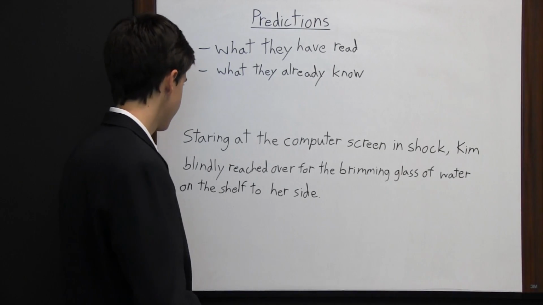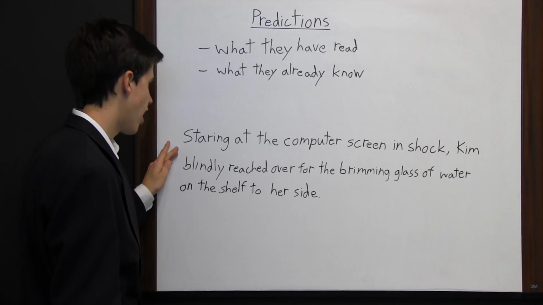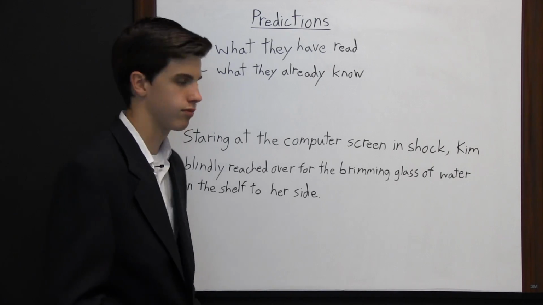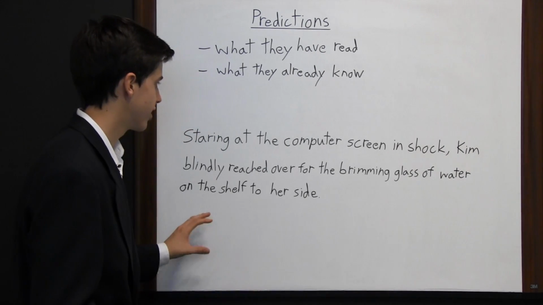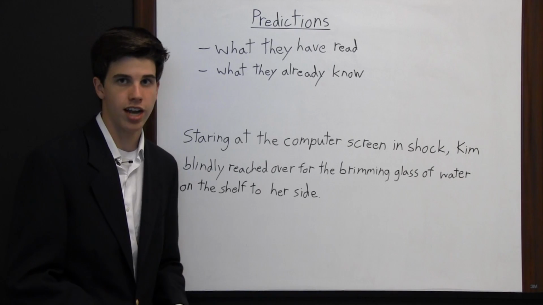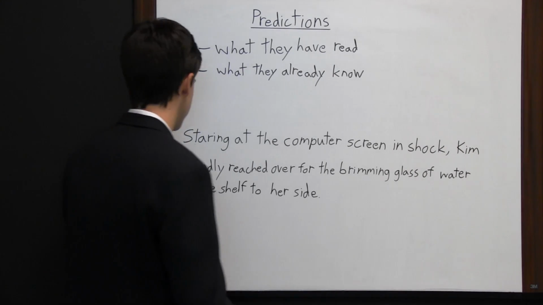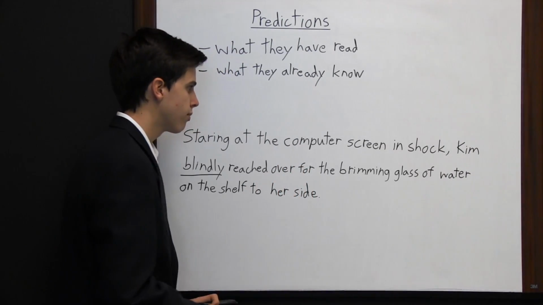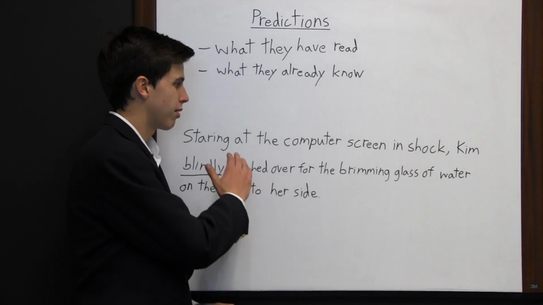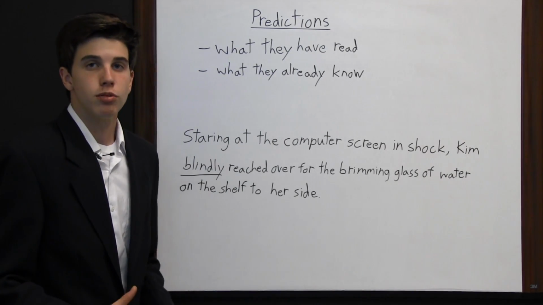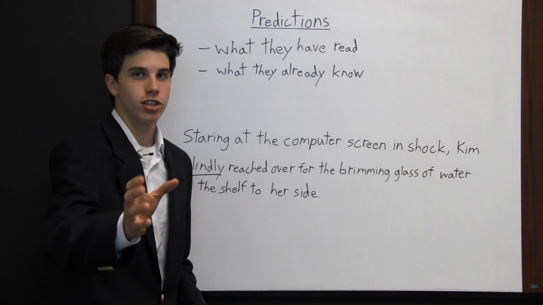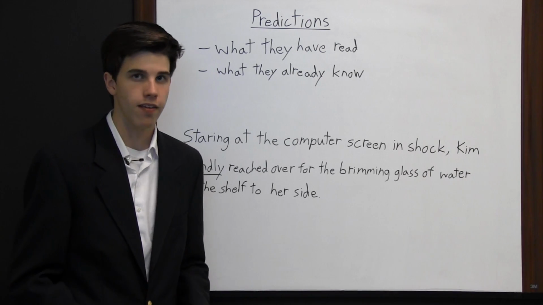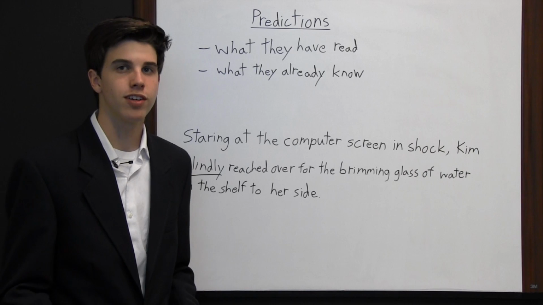So consider this sentence. Staring at the computer screen in shock, Kim blindly reached over for the brimming glass of water on the shelf to her side. So the reader is naturally going to read this and have an idea of what is going to happen next. And the reader will probably notice the word blindly. So Kim is so caught up in what's happening on the computer, she goes for a drink of water, but since she's caught up in what's going on on the computer, she reaches over without really looking at the glass of water to grab it. So the reader is going to assume that she's going to knock over the glass of water. Now, that may not be what happens, but still it's a prediction either way.